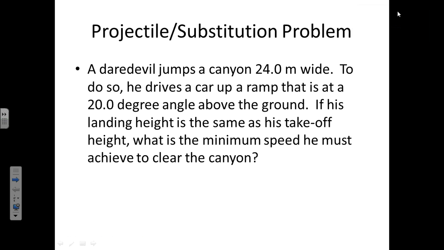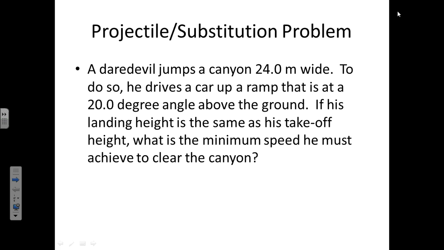All right, guys, I want to work a couple of projectile substitution problems for you. The first one is a lot like the one we worked out in the book a day or two ago. A daredevil jumps a canyon 24 meters wide. To do so, he drives a car up a ramp that's at a 20-degree angle above the ground.